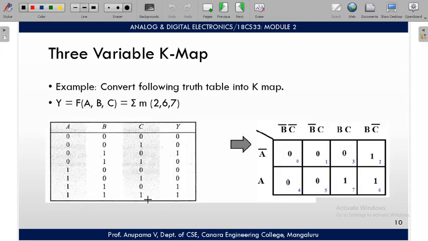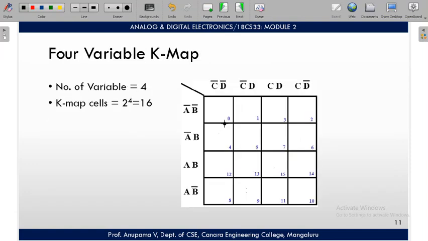Convert the following truth table into a Karnaugh map in order to see how to draw a 3 variable Karnaugh map. In the truth table, the entries for minterms 2, 6 and 7 are ones. Hence, locations 2, 6, 7 are set to 1 in the Karnaugh map, and the remaining entries in the Karnaugh map are set to 0. 4 variable Karnaugh map. If there are 4 variables in the expression, then there are 16 entries in the K-map, or 16 cells in the Karnaugh map. The diagrammatic representation of the Karnaugh map looks like this.